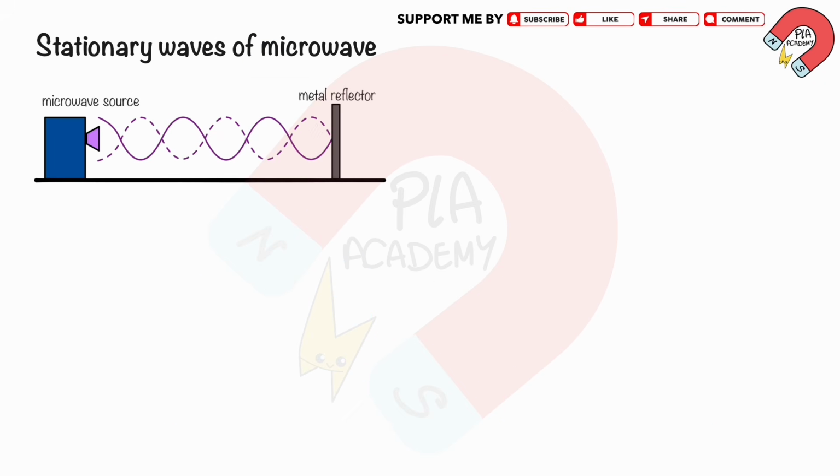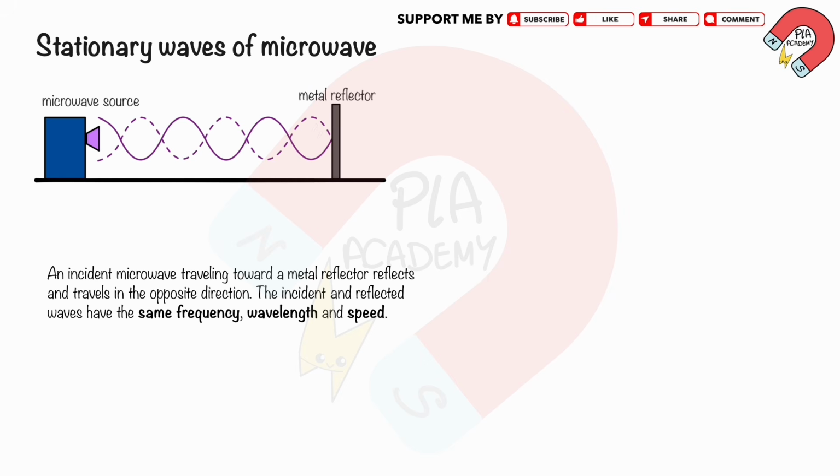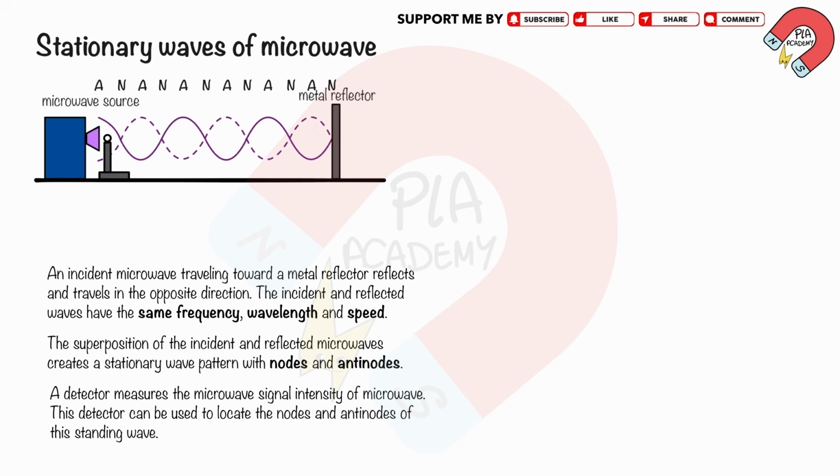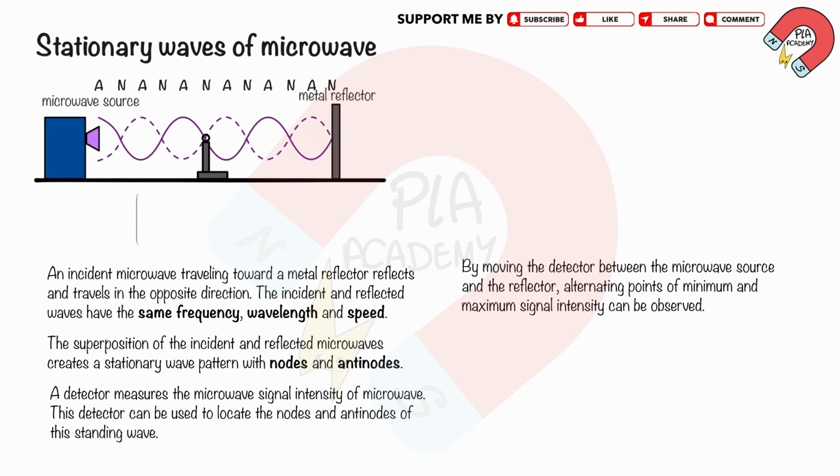Stationary wave of microwave. An incident microwave traveling toward a metal reflector is reflected and travels in the opposite direction. The incident and reflected waves have the same frequency, wavelength, and speed. The superposition of the incident and reflected microwaves creates a stationary wave pattern with nodes and antinodes. A detector measures the signal intensity of the microwave. This detector can be used to locate the nodes and antinodes of this standing wave by moving the detector between the microwave source and the reflector.